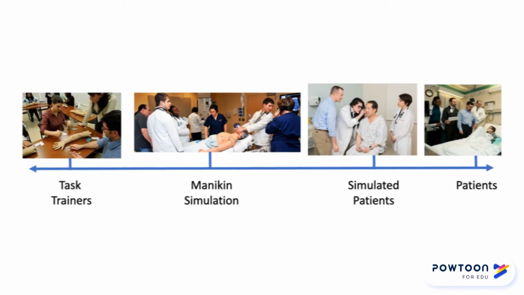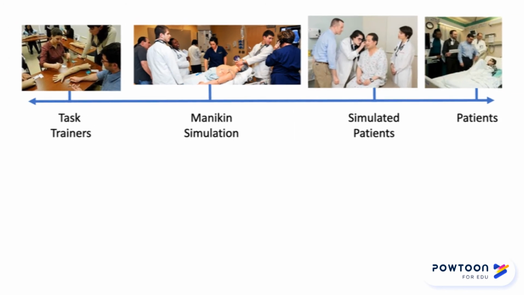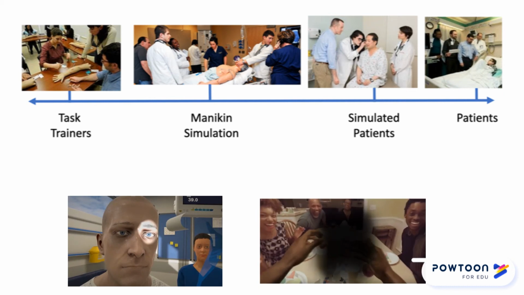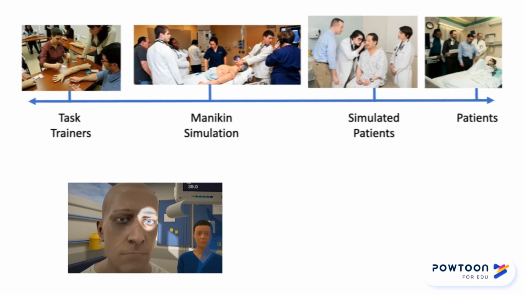Moving to the medical education simulation literature for a minute, we usually place the different types of simulation on a continuum of learning goals, ranging from specific subtasks or knowledge to composite whole patient skills like clinical reasoning. This can be helpful for thinking about some of the virtual reality examples like clinical cases or empathy training. Where would these fit on the current continuum? One possibility for patient cases is a pre-mannequin simulation experience where learners could deliberately practice clinical reasoning skills before coming to the simulation center.